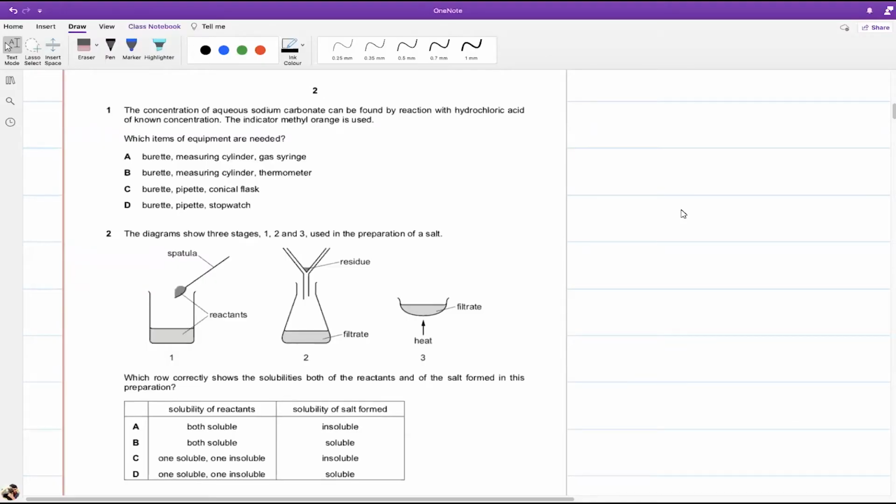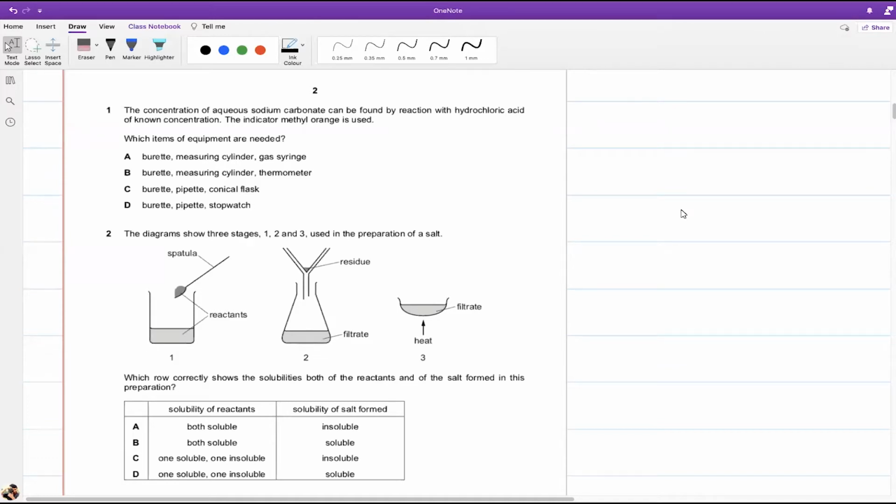The concentration of aqueous sodium carbonate, we know it's a soluble base, can be found by reaction with HCl of known concentration. The indicator methyl orange is used. So which items of equipment are needed? What are we trying to do here? We want to figure out the concentration, which means we want to figure out how much sodium carbonate we need. And obviously it's an aqueous solution, so we'll need it in some burette or something, right?